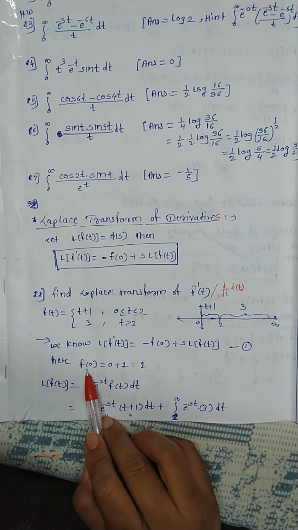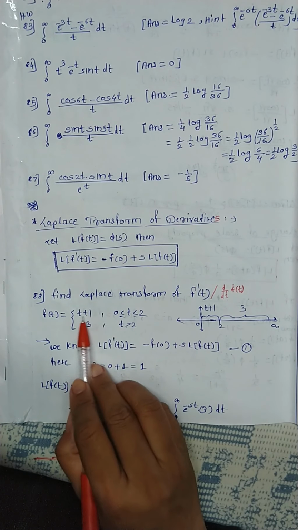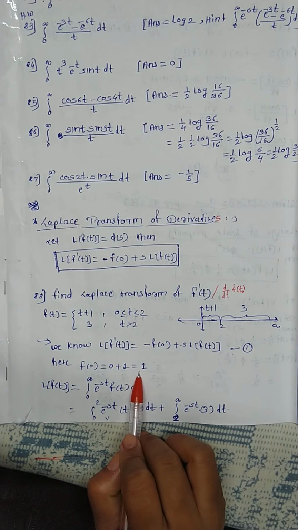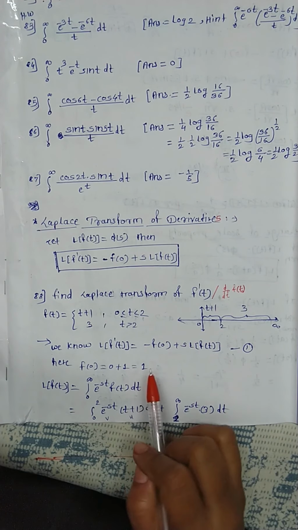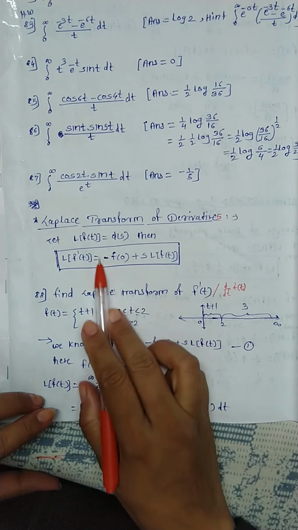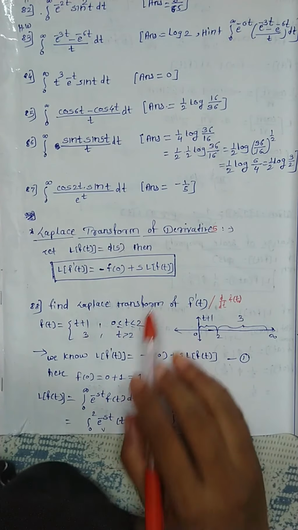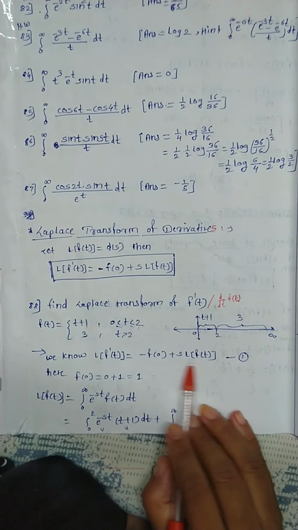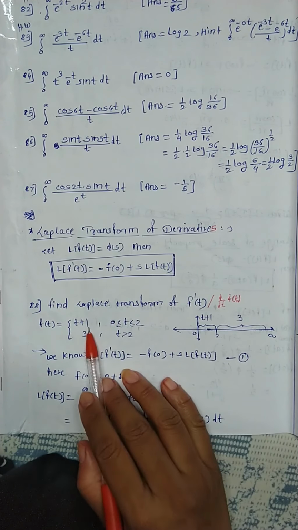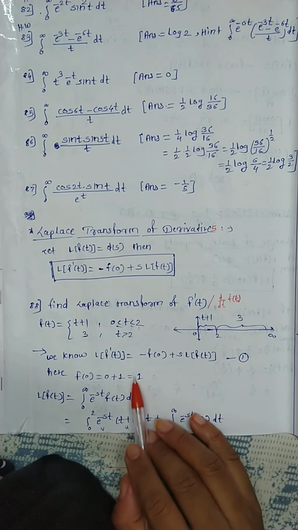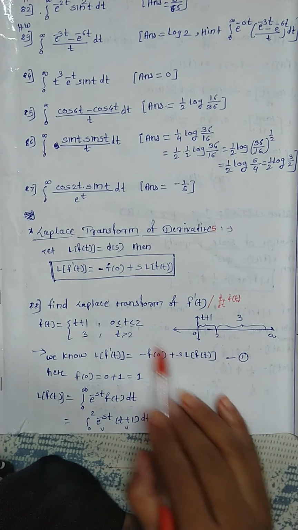That means f(0): put t equal to 0 in this interval, what do we get? 0 plus 1, that is 1. That means the value of f(0) is 1. That is the first value calculated. Now let us calculate the second one, that is the Laplace transform of this particular function. Then we are going to put these two values in the original equation, and we would get the answer.